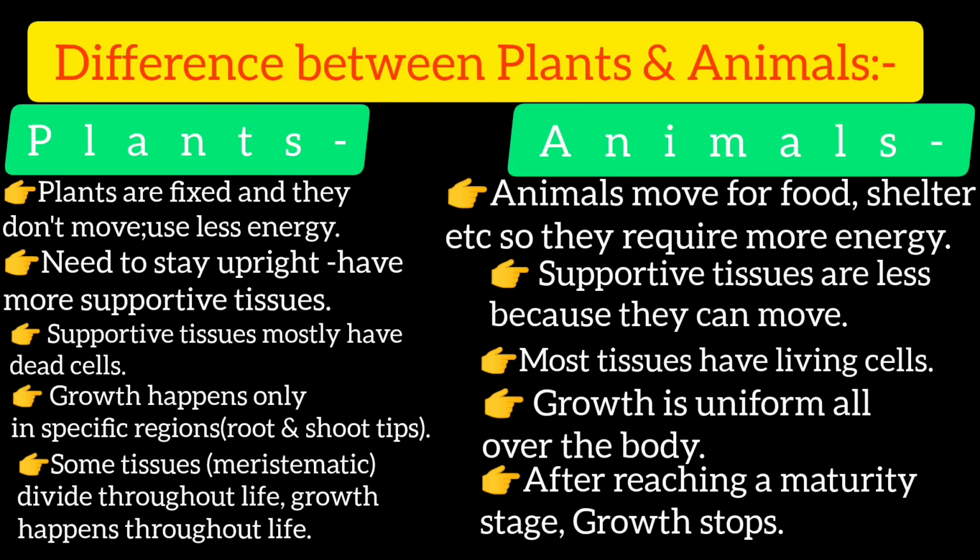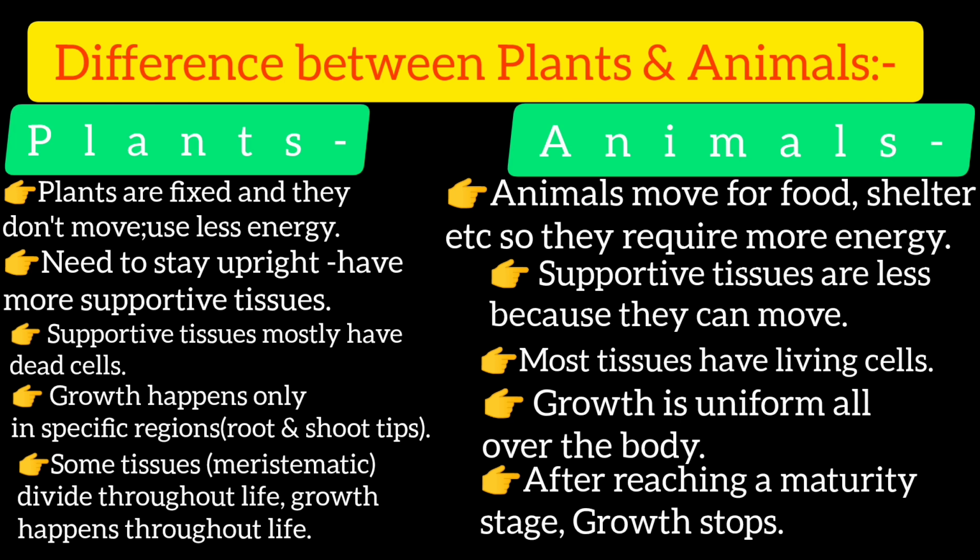Difference between plant tissue and animal tissue. First, let's discuss plants. Plants are fixed and do not move, use less energy, need to stay upright, and have more supporting tissue. Supporting tissue mostly has dead cells. Growth happens only in specific regions, for example root and shoot tips. Some tissues divide throughout life, so growth happens throughout life.